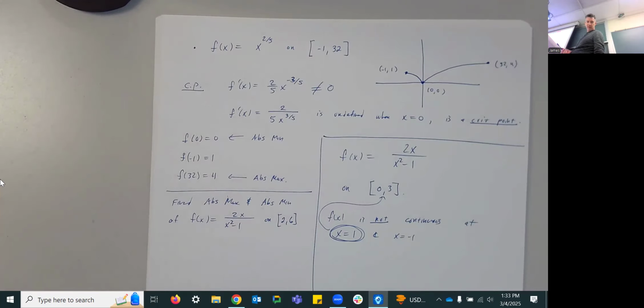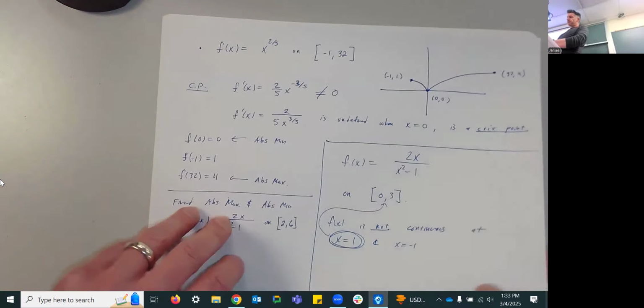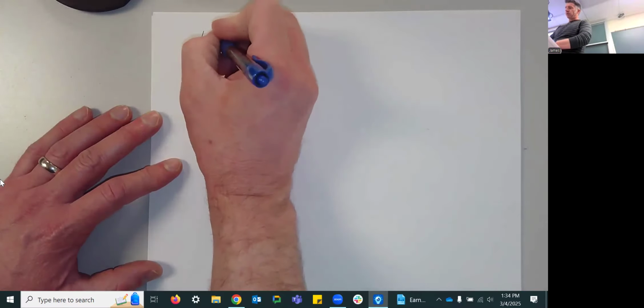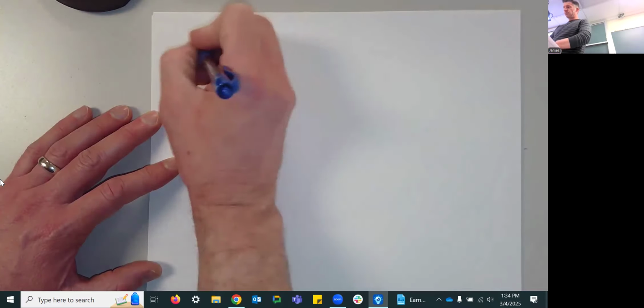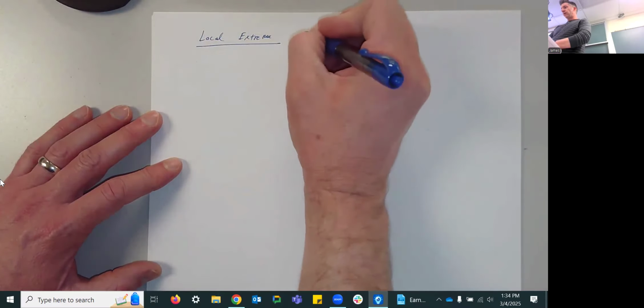I feel like that might be the next best place to go. Mean value theorem is mean value theorem. Let's hit the highlights. We have limited time. The mean value theorem is important, but there's also not a lot to do with it. So let's actually go ahead and talk about local extrema. Finding and classifying.